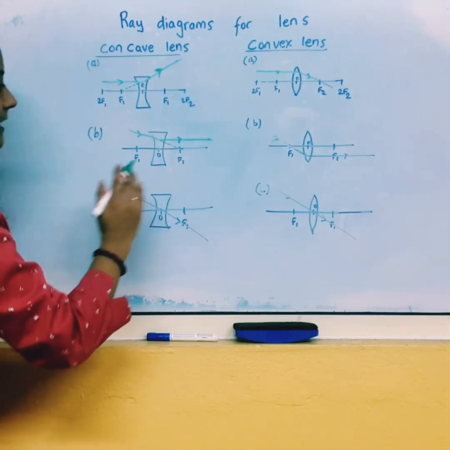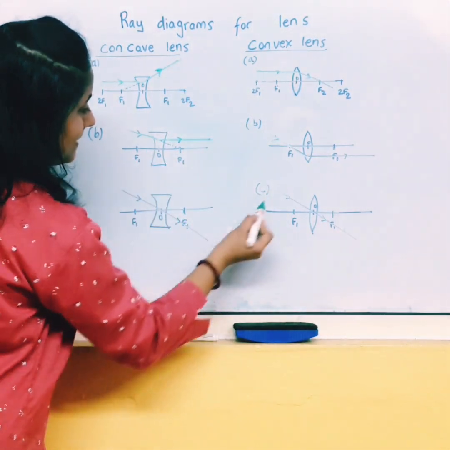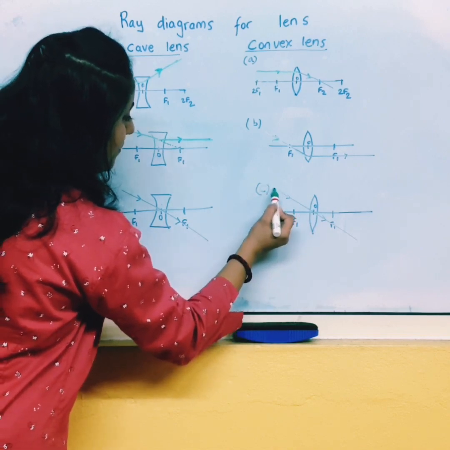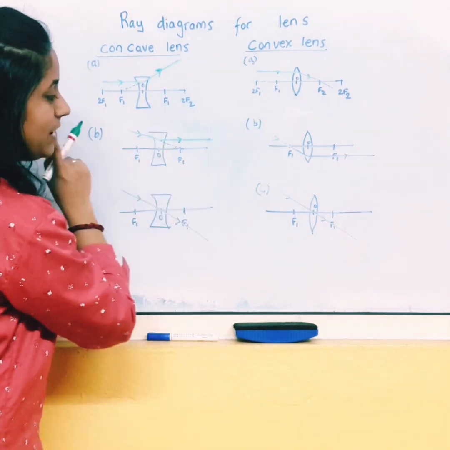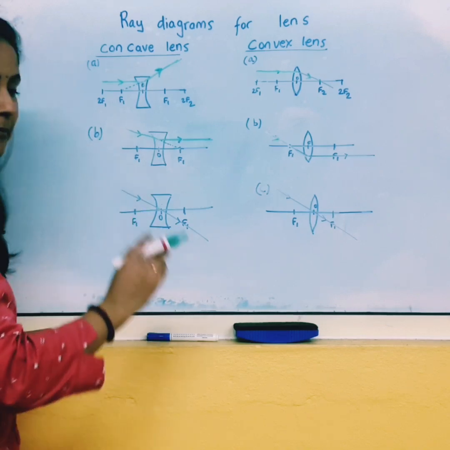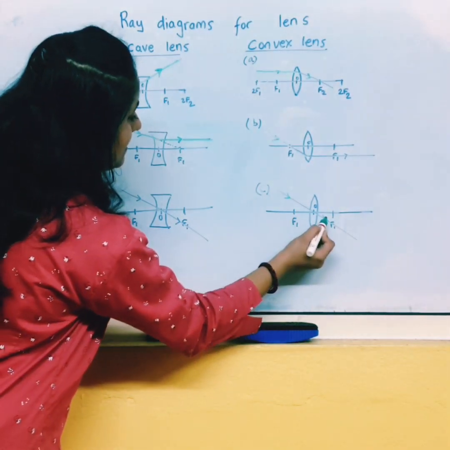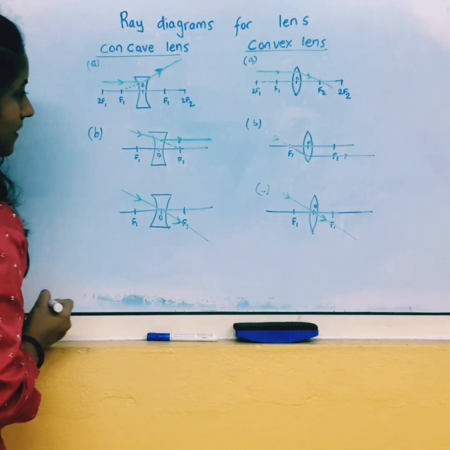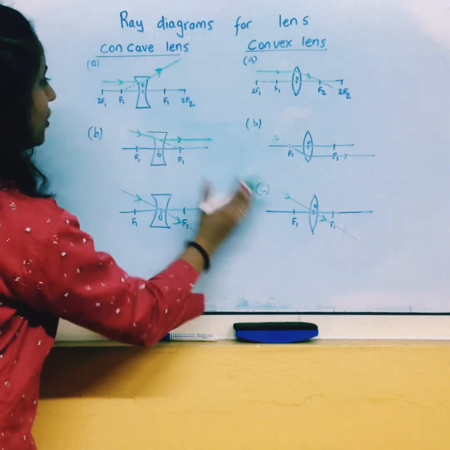Now we are looking at the third one. In the third case, the ray of light touches the optical center, so it moves through the optical center, and when the ray of light moves through the optical center of the convex lens or the concave lens, it emerges without any deviation. So it will pass in this path only in both the cases. These three are the ray diagrams for concave lens as well as convex lens.